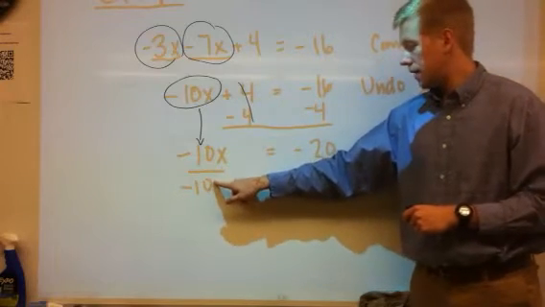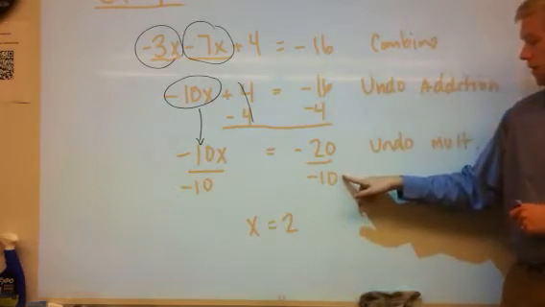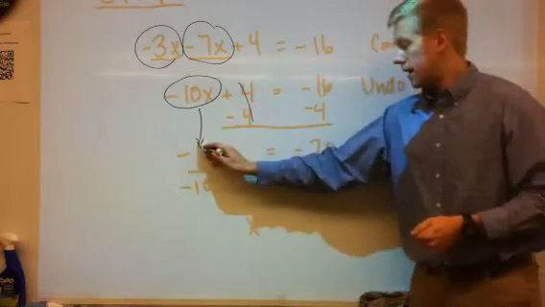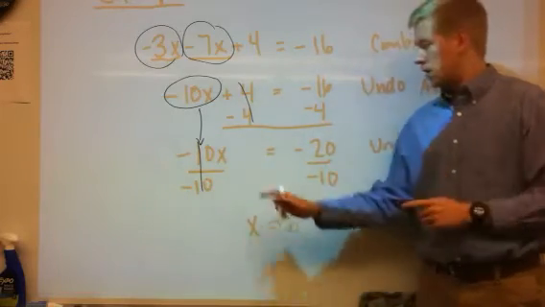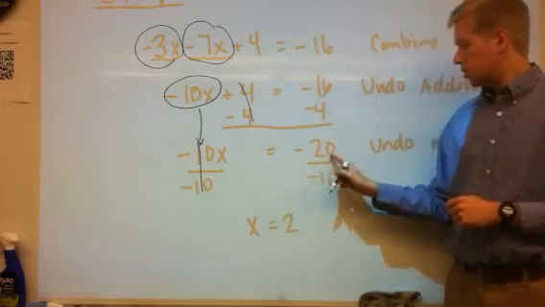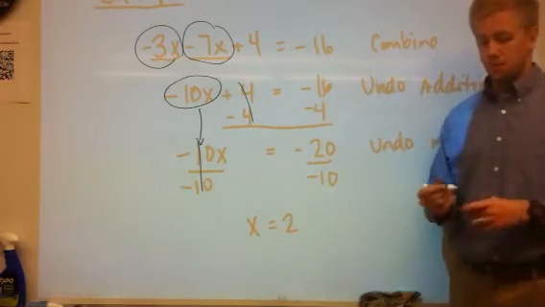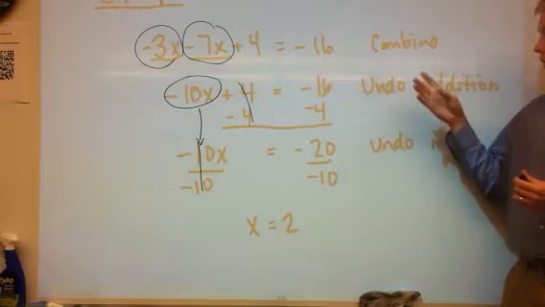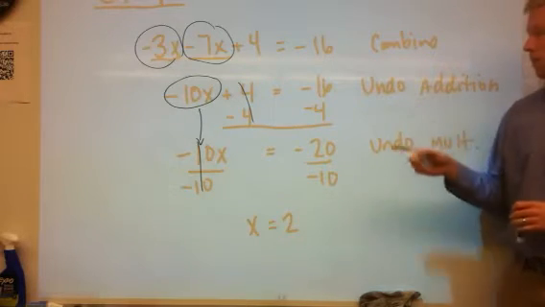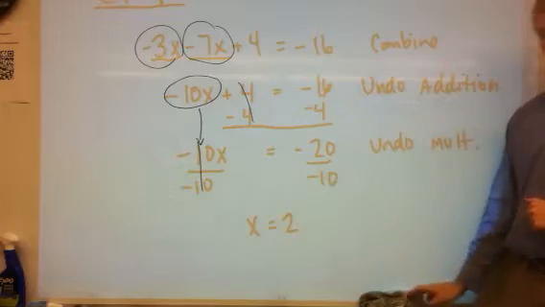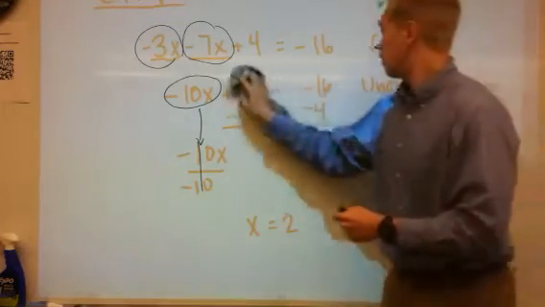I undo that by dividing by negative 10 on both sides of my equal sign. My negative 10 divided by negative 10 is 1. So I have that 1x equal to 2, because negative 20 divided by negative 10 is a positive 2. That's showing all 3 steps here. We skipped step 1, but we still wrote each step that we had to do. Okay?